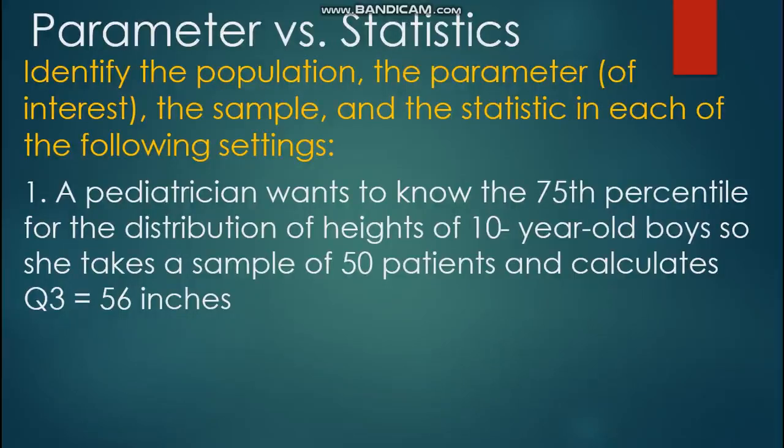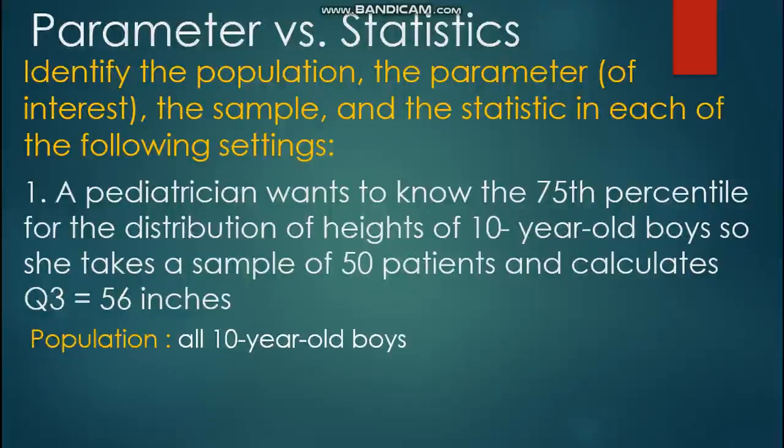A pediatrician wants to know the 75th percentile for the distribution of heights of 10-year-old boys. So she takes a sample of 50 patients and calculates quartile 3 is equal to 56 inches. So ang ating individuals or subject natin dito na pinag-aaralan ay yung ating 10-year-old boys. So yung complete collection nitong ating individuals na pinag-aaralan is our population. So therefore, ang ating population dito ay lahat ng 10-year-old boys.